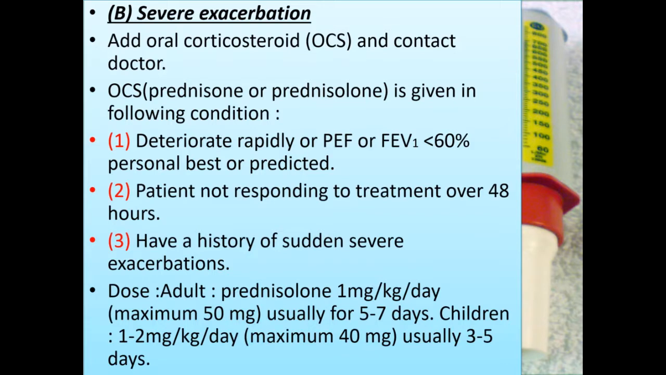Dose, adult, prednisolone 1 mg/kg/day, maximum 50 mg, usually for 5-7 days. Children, 1 to 2 mg/kg/day, maximum 40 mg, usually 3-5 days.